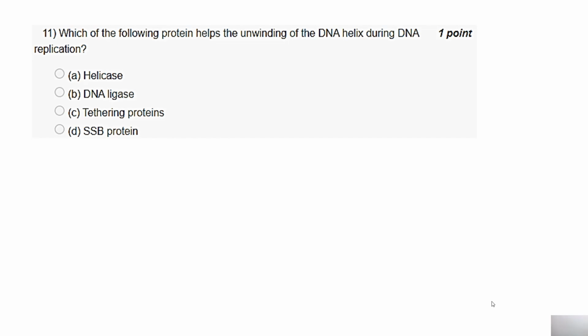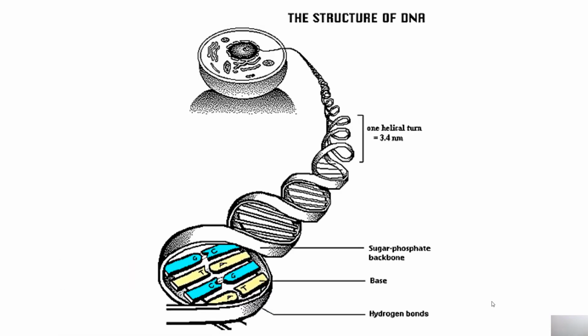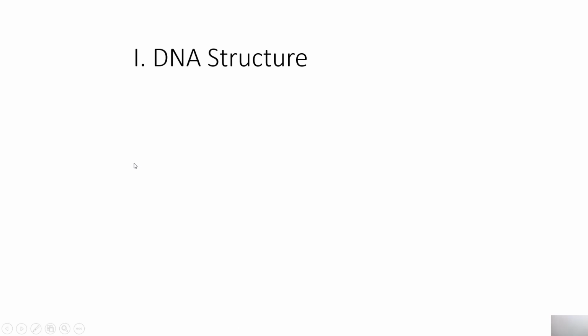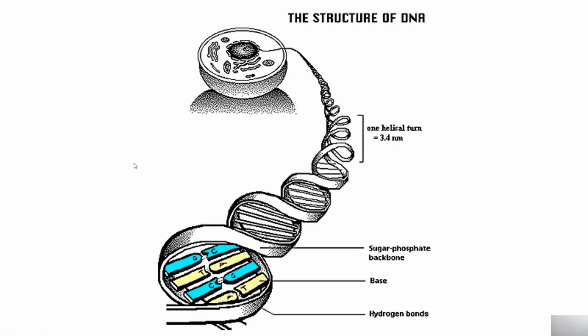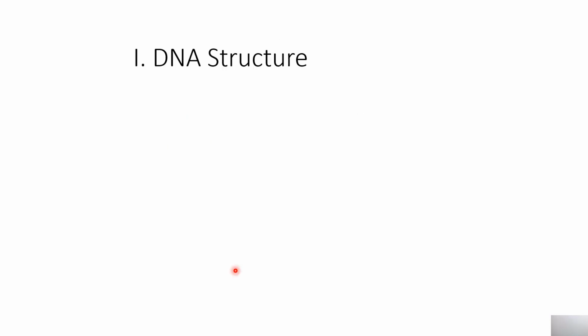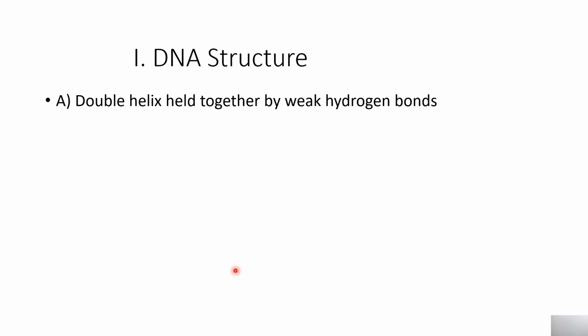Option A, right, helicase. If you see the structure of the DNA, we know it's a double helix with hydrogen bonding. Guanine and cytosine will have three hydrogen bonds, and AT will have two. It's a double helix held together by weak hydrogen bonds.